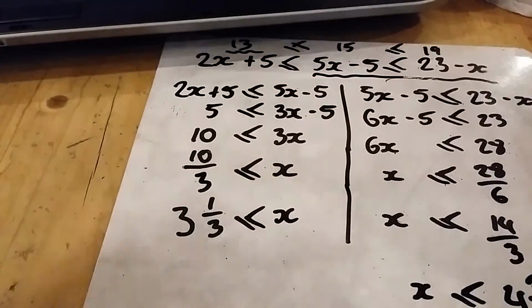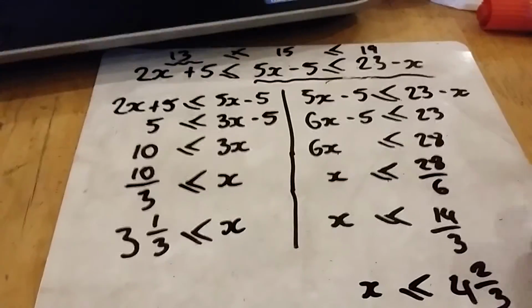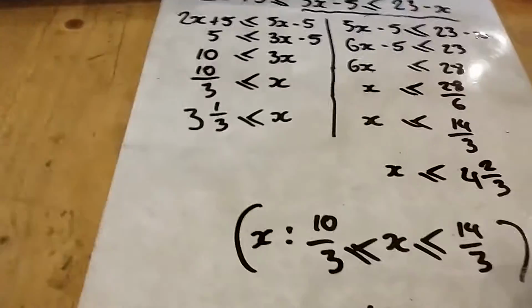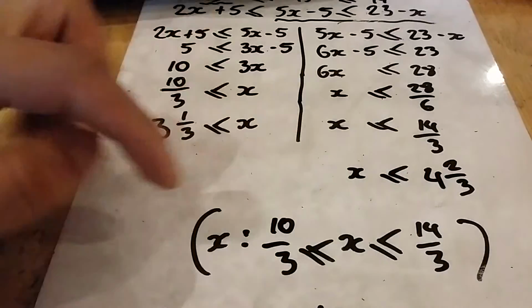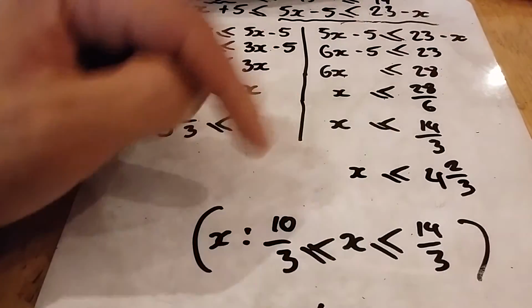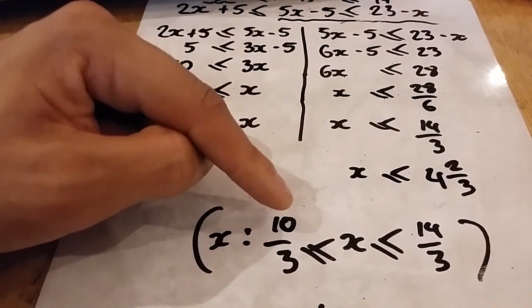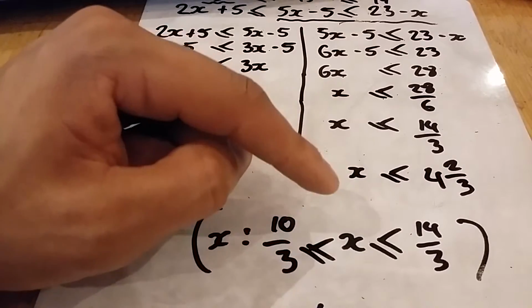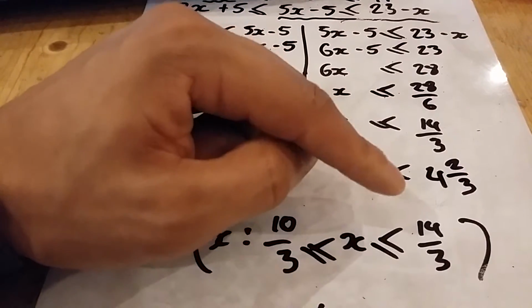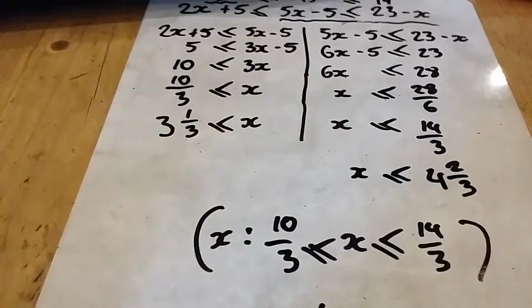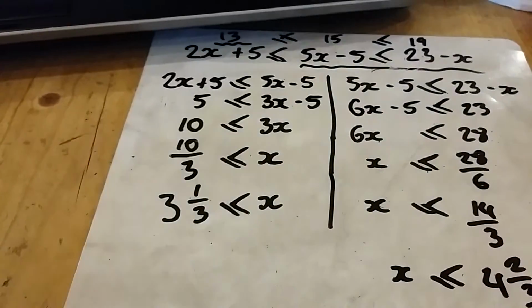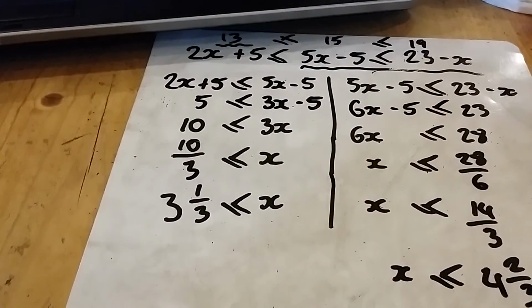So just to kind of recap, if you get a double inequality, just do it in 2 different stages, and don't forget to use your set notation. So the inequalities for x is 10 over 3 is less than or equal to x, and x is also less than or equal to 14 over 3. And just to make sure, pick a number that lies between those 2 inequalities and substitute it back into your algebraic expression.